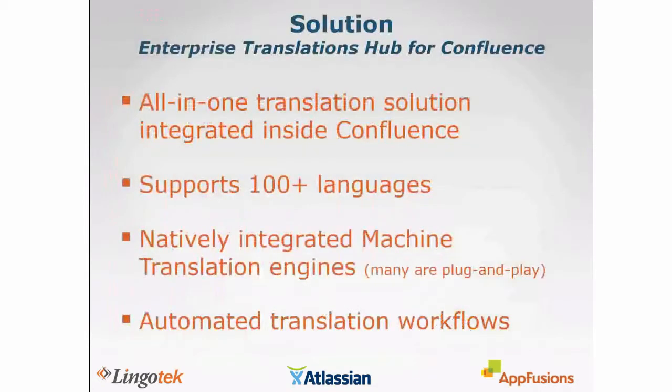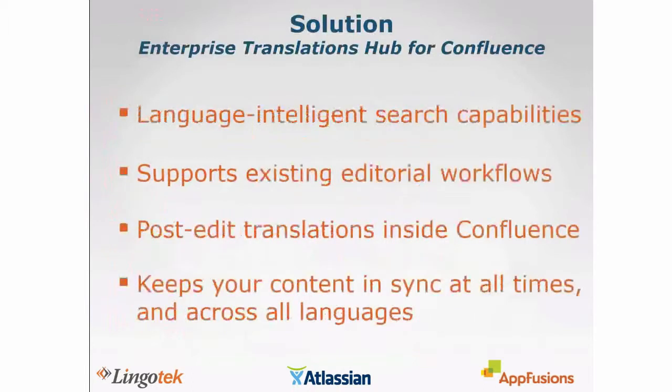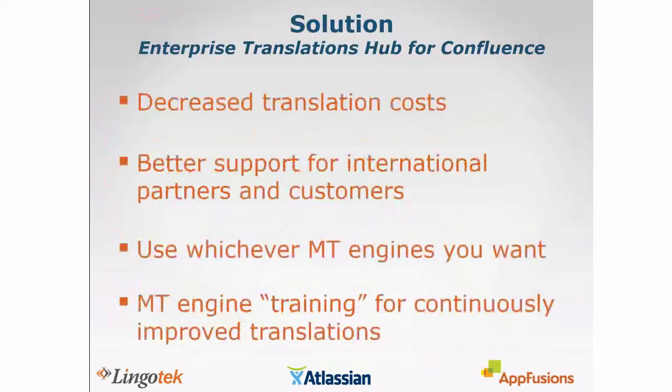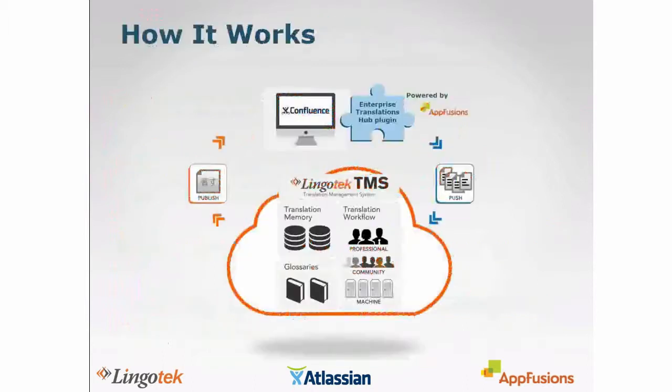So that's where the solution of Enterprise Translation Hub for Confluence comes in. Using the joint solution between Lingotek and AppFusions, we're providing an all-in-one translation solution that's integrated directly into Confluence. It supports over 100 languages, and comes with natively integrated machine translation engines, several of which are plug and play, and provides the ability to have completely automated translation workflows for Confluence. It also enables language intelligence search capabilities so your users can search in their own language. It supports your existing editorial workflows. It provides the ability to post-edit translations right from within Confluence, and it keeps all of your content in sync at all times and across all languages. Lastly, it will result in decreased translation costs and provide better support for your international partners and customers. It allows you to use whichever MT engines you want, and you can even train your machine translation engines for continuously improved translations.